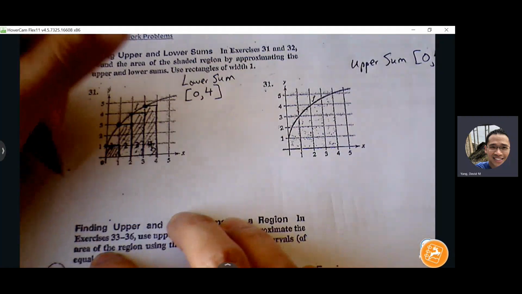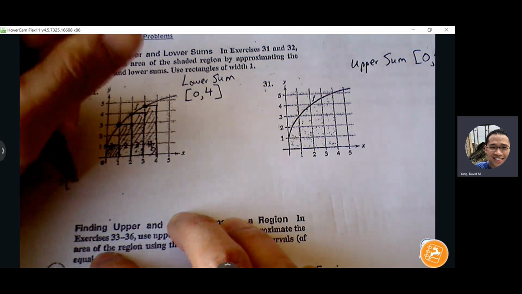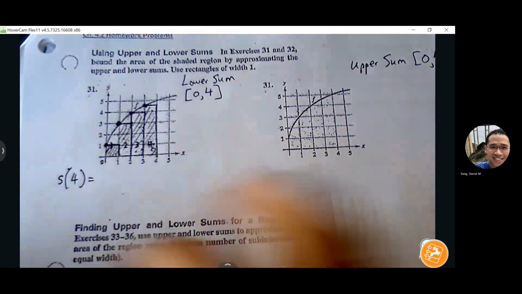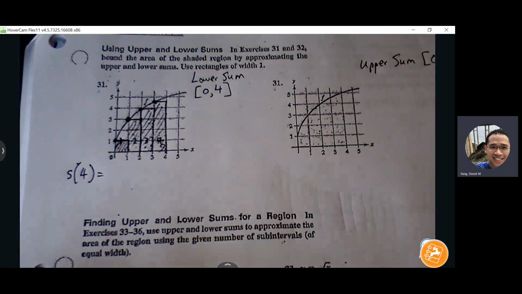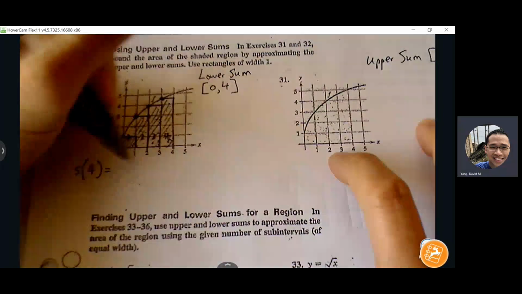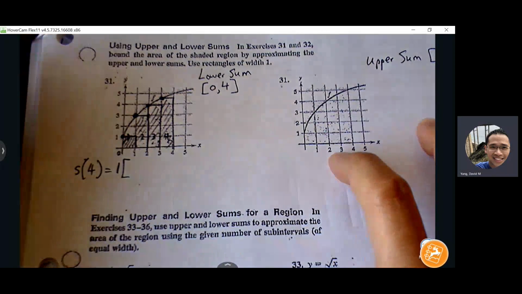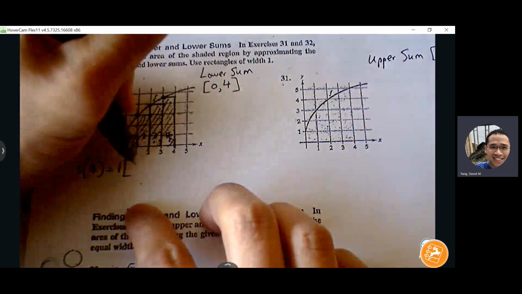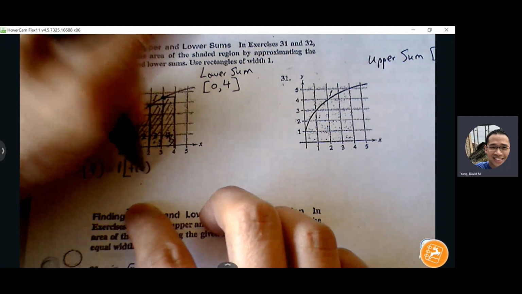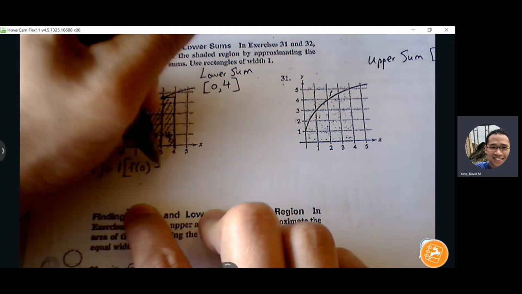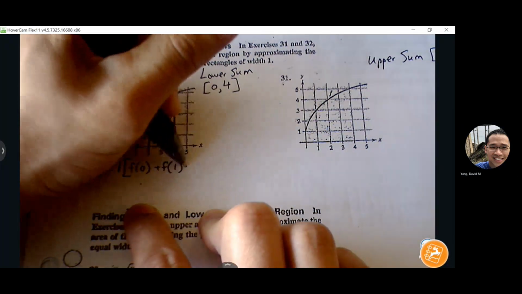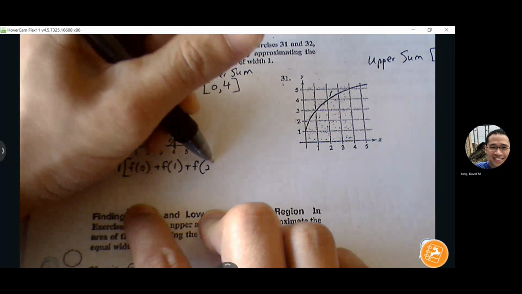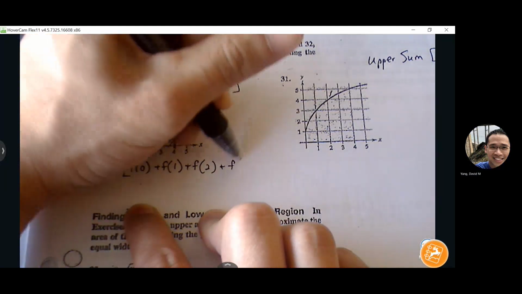So we'll do lowercase s sub 4. Every width of my rectangle is what? 1. I'm going to use function notation first, but then we can just read the graph and find the height, right? F of 0 is the height of my first rectangle, plus f of 1, plus f of 2, plus f of 3.